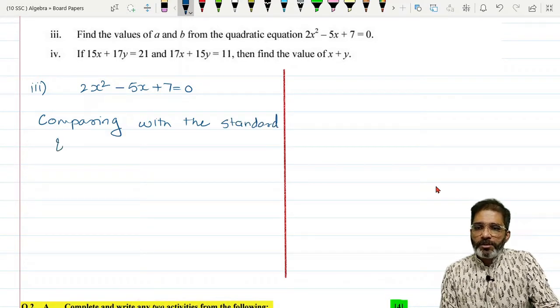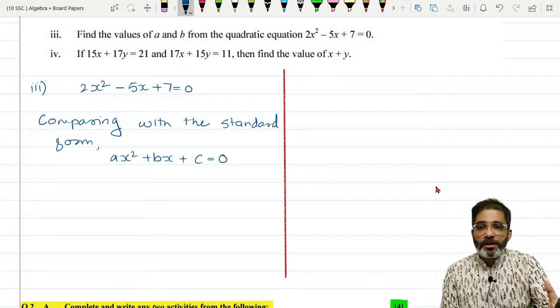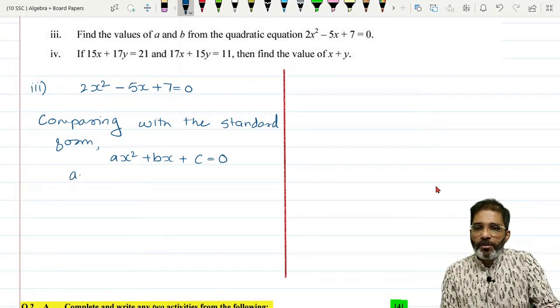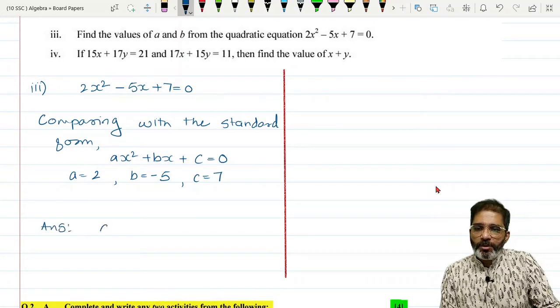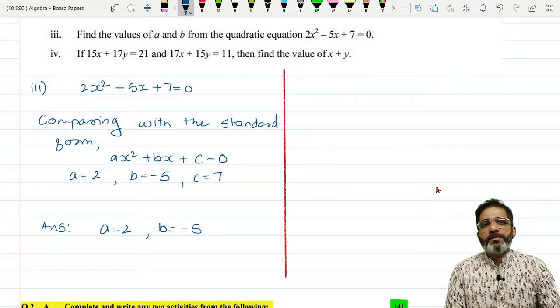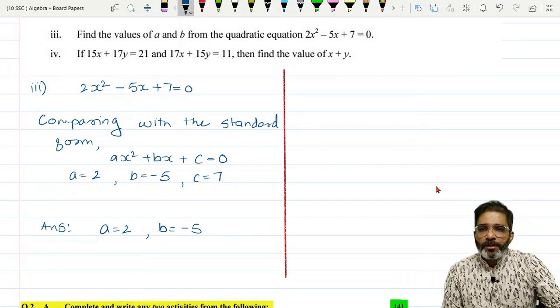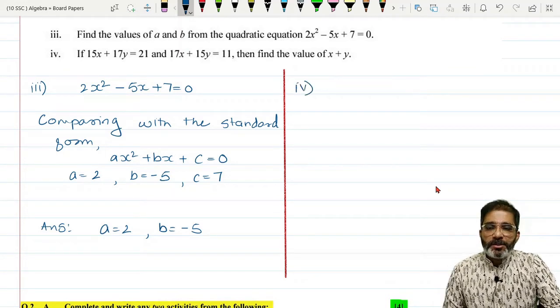So what is the standard form of the quadratic equation? ax square plus bx plus c equal to 0. When you compare, we get the value of a as 2, b as minus 5. We also get the value of c, that is 7, but in the question they have asked to find the value of a and b only. So the value of a is 2 and b is minus 5. Okay, let's see the next one.